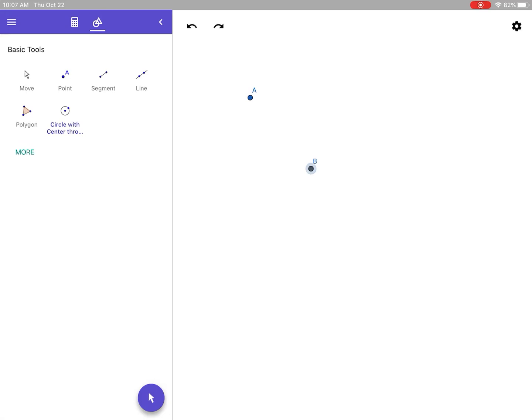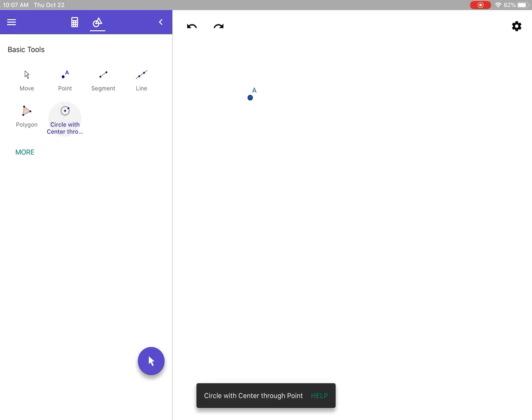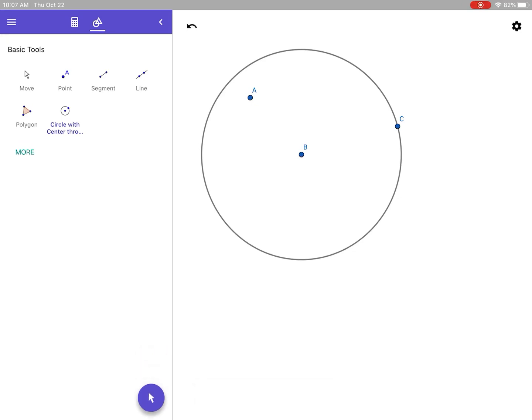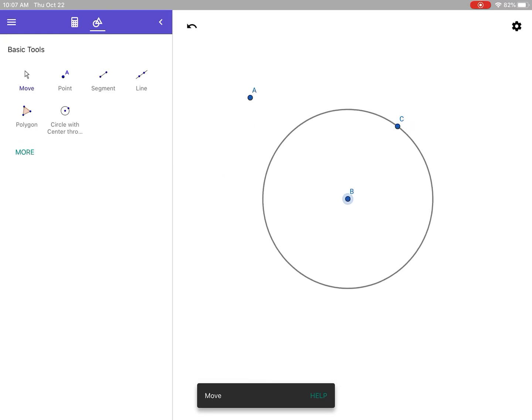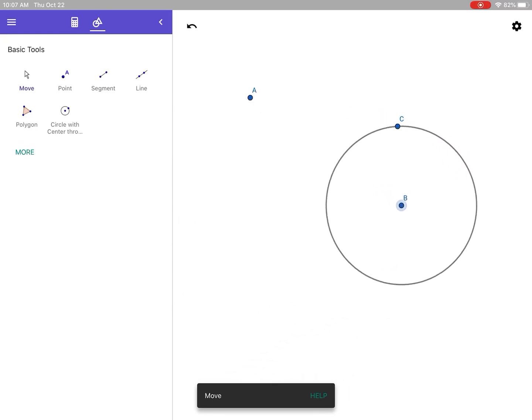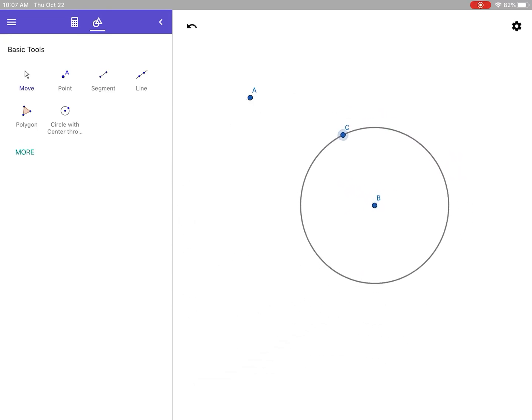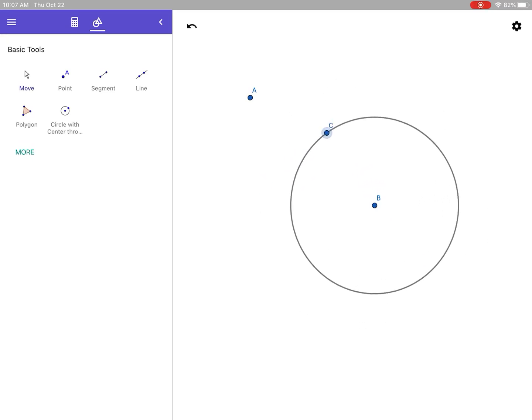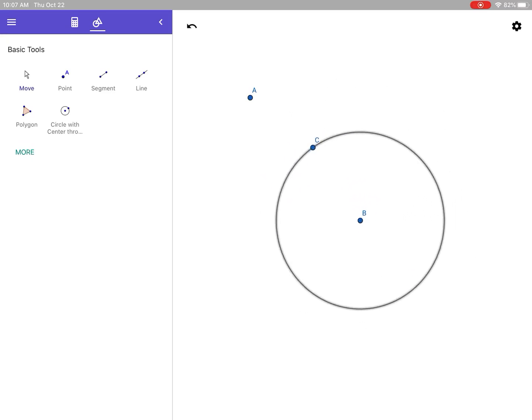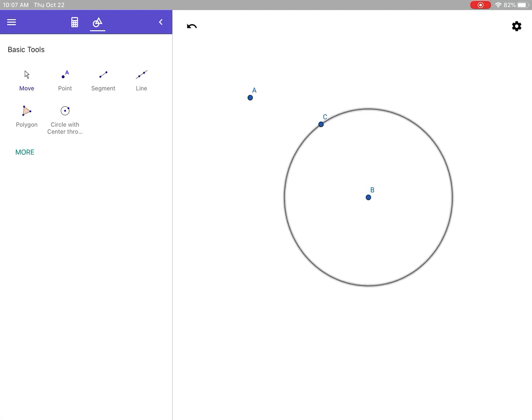Okay. So here goes the circle. Sorry about that. I pick a point, I pick another point, and notice now I'm going to take my move tool, I can grab my center, and I can swing my center wherever I want it. I can grab the point C and move it to anywhere I want. Or I can grab the circle itself and move it about. So that's how we can create a circle and visualize it nicely in an app.